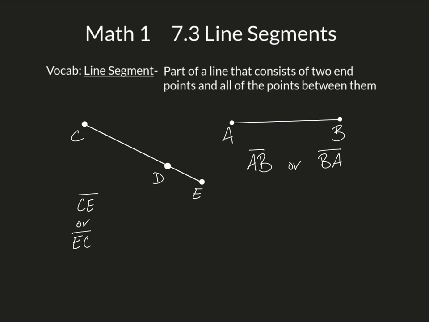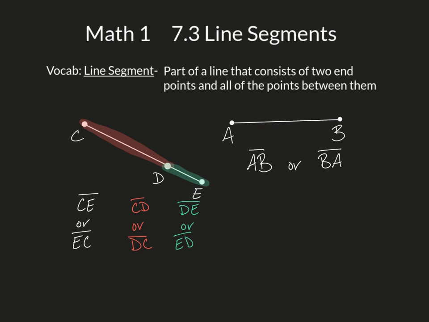Now, what if, though, we just wanted to talk about this part right here? So the part in between C and D, we would just label that CD with a line above it, or we could do it the opposite direction, DC with a line above it. And I hope that this is clear to you as well. If we were to label just this little part at the end, it goes from D to E. So we'd say DE with a line above it, or you could say ED with a line above it. So that's just how we're going to be naming segments. So when you see things that have two capital letters with a line above them, you should think that that is a line segment, and you can go ahead and draw that.